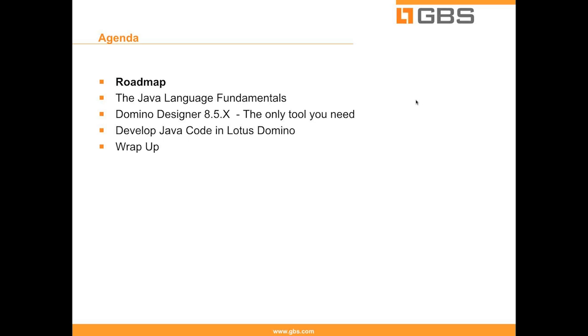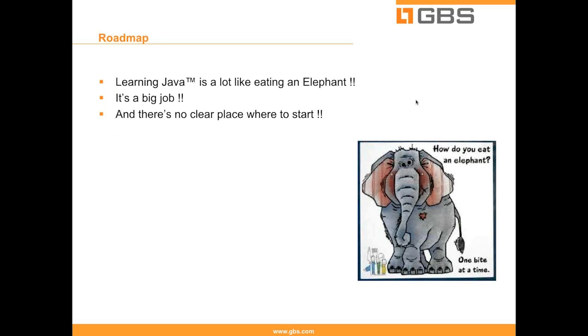If you don't have 8.5 yet, all of the agent code is going to work fine in previous releases as well. We'll get in and talk about developing Java code in Lotus Domino specifically, look at some of the Domino objects, some of the things that you can do, and do a wrap-up. And as Don mentioned, if you have questions, please go ahead and put those into the question section, and we'll get to those questions at the end.